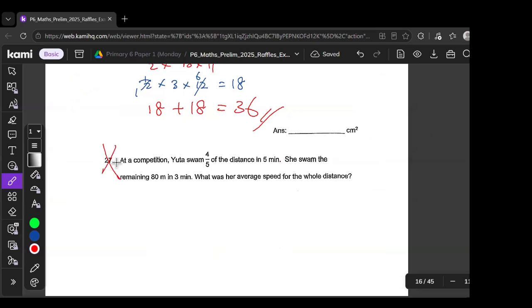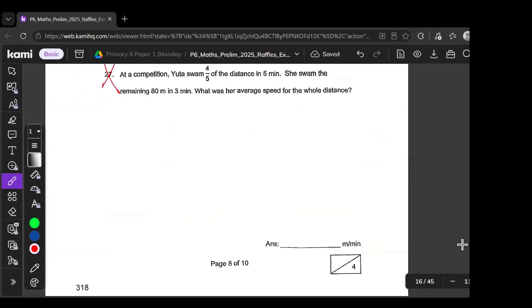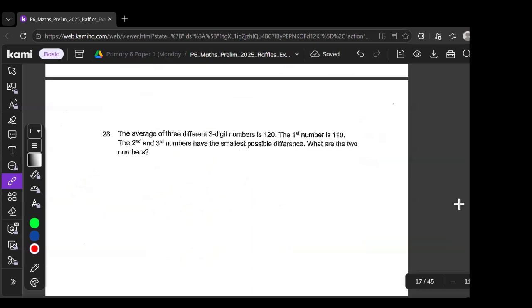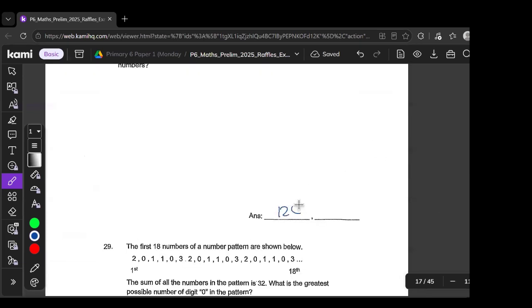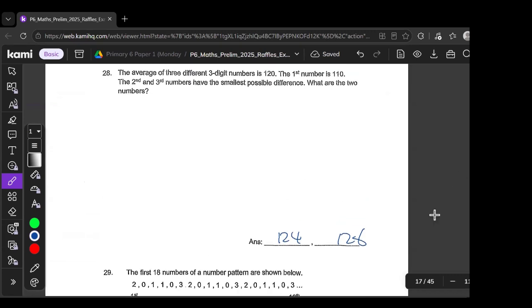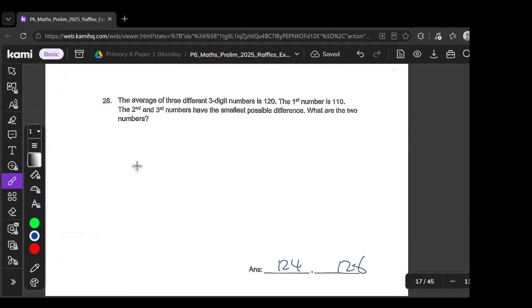Let's skip that. Speed problem. All right, so we don't have to do that. Question 28. I think this is the part where some of you get confused. What's the answer for question 28? Your answer is 124 and 126. Okay, 124, 126. Who got it correct? Now this part can be not easy, but it's all about whether you remember what you learned.